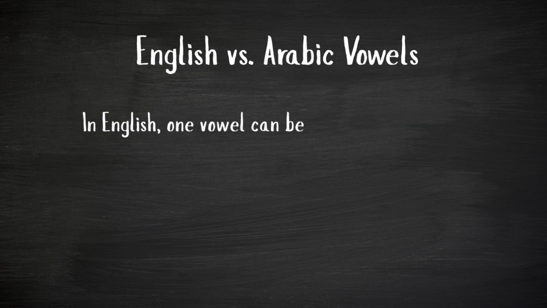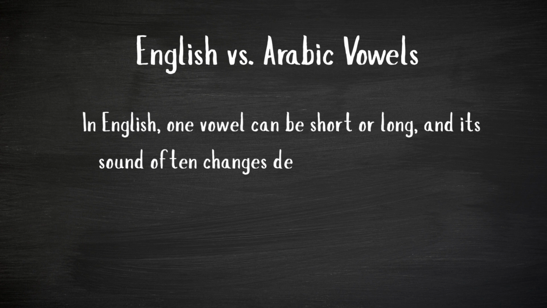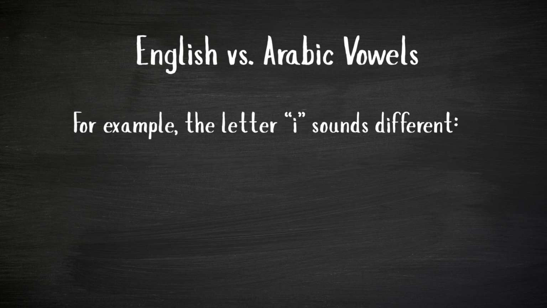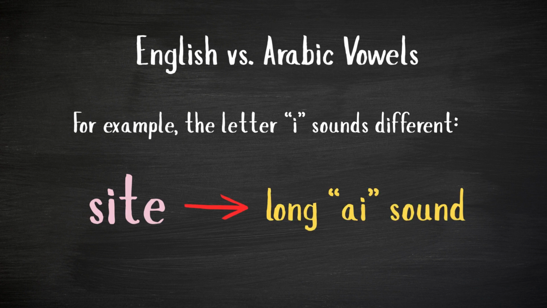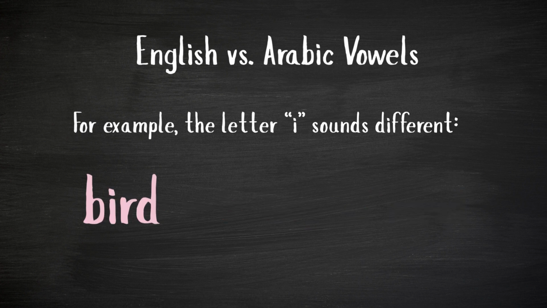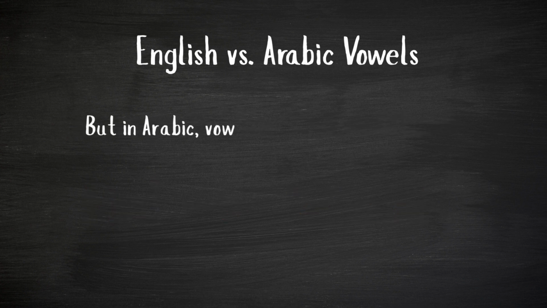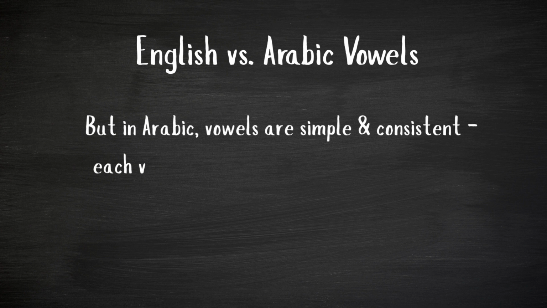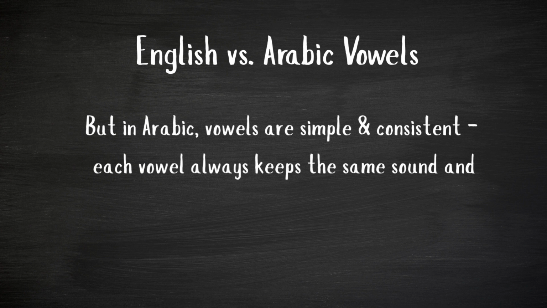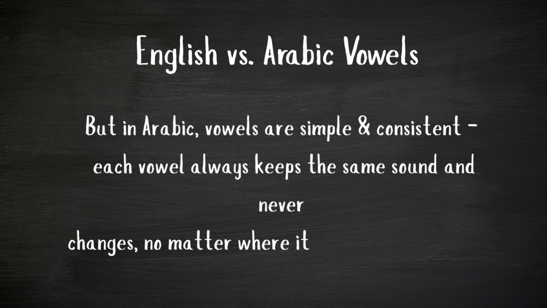In English, one vowel can be short or long, and its sound often changes depending on the word. For example, the letter I sounds different. In the word sight, it makes a long I sound. The sound is held longer. In the word bird, it makes an R sound. The sound is soft and smooth. But in Arabic, vowels are simple and consistent. Each vowel always keeps the same sound and never changes, no matter where it appears in the word.